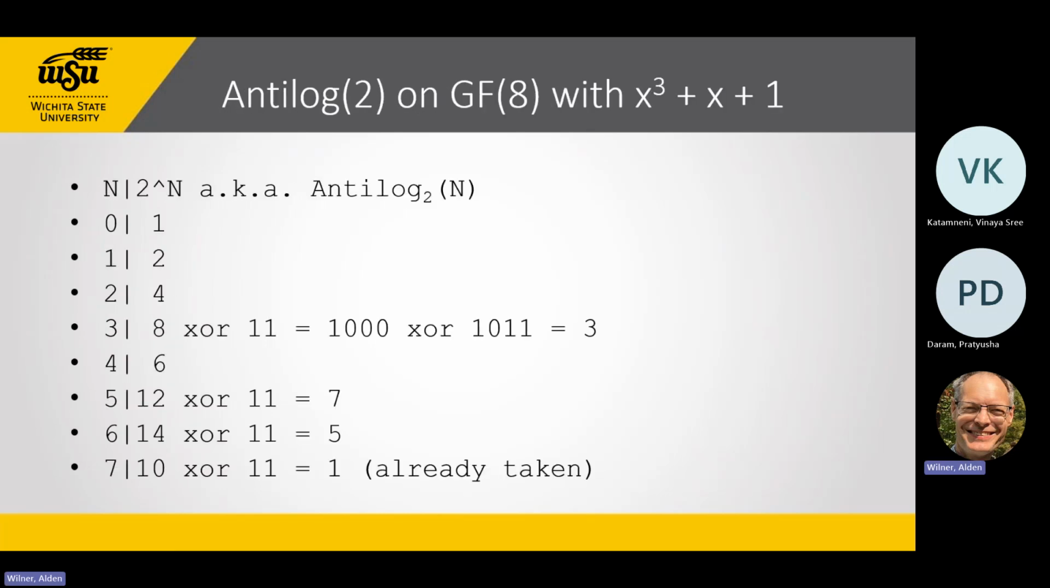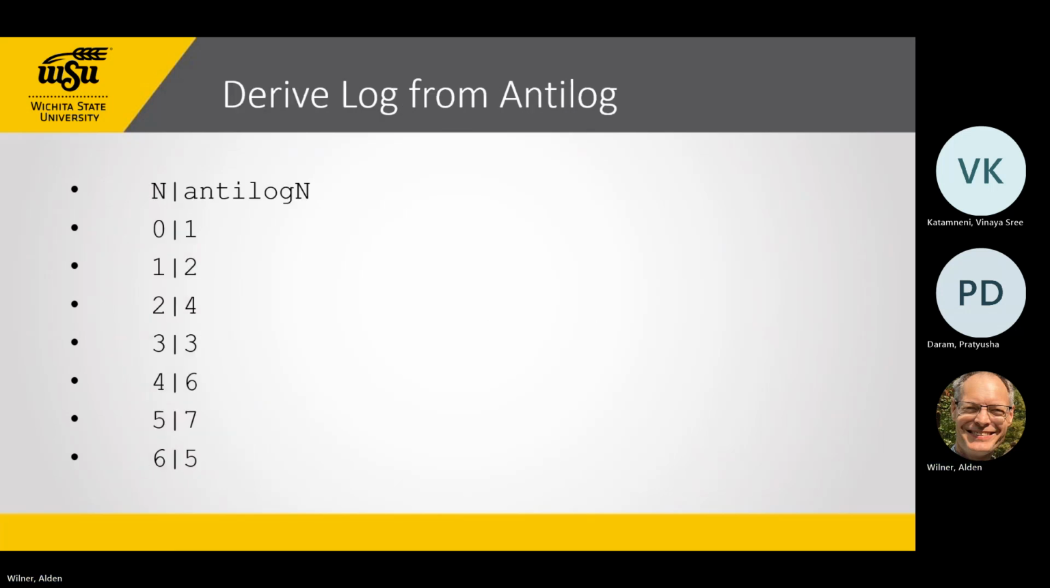Now we've got our anti-logs, our powers, right? And all we have to do is read it backwards. So here's n and the anti-log of n. And how do I derive the logs? I simply reverse the labels. If 4 is the anti-log of 2, that means that 2 is the log of 4. Okay? And this obviously makes sense, right? Anti-log and log are opposite operations.